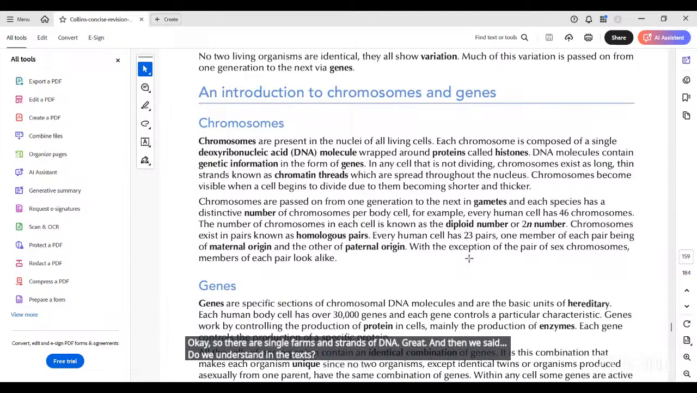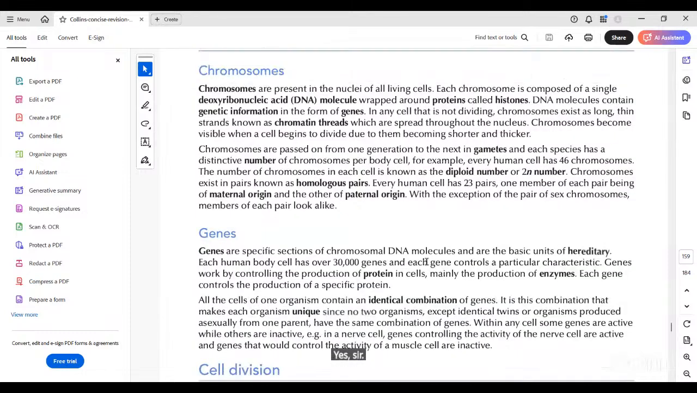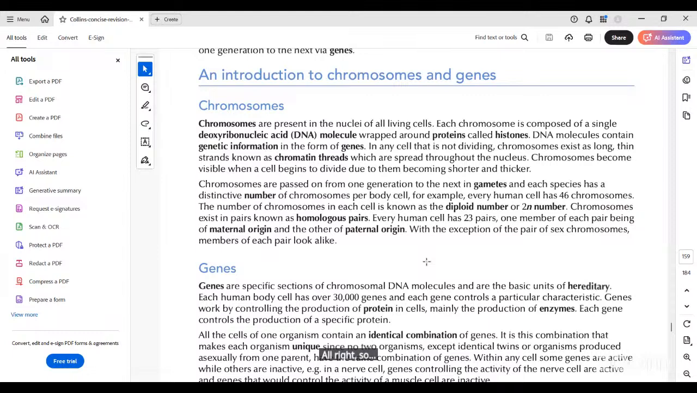And then do we understand inheritance? Yes, sir. All right. Who will not understand inheritance? All right, I'm going to assume nobody does not understand inheritance. So, a single strand of DNA, cool.